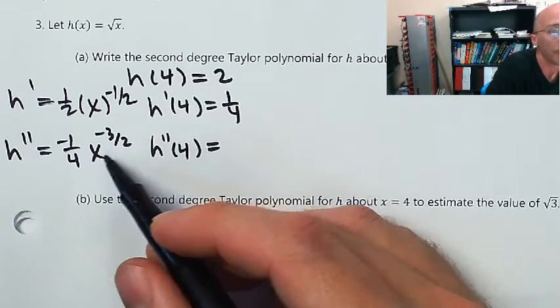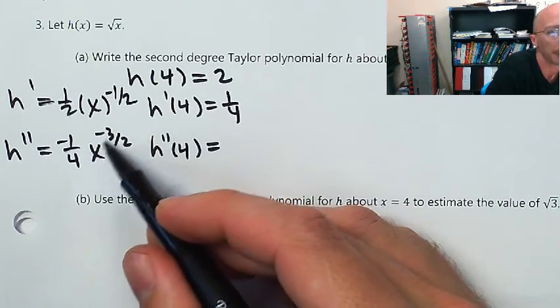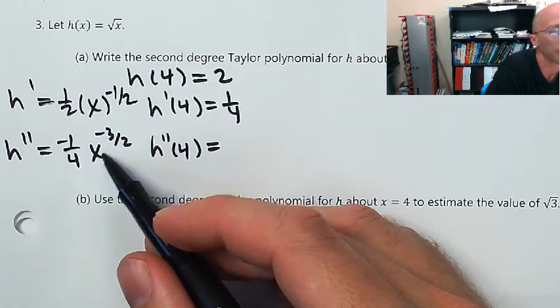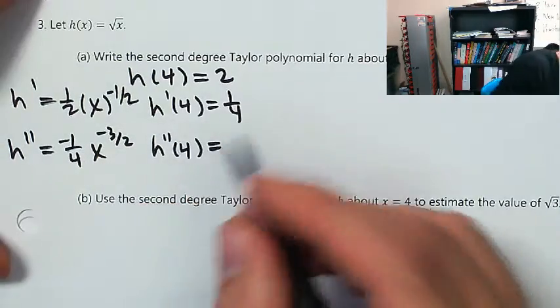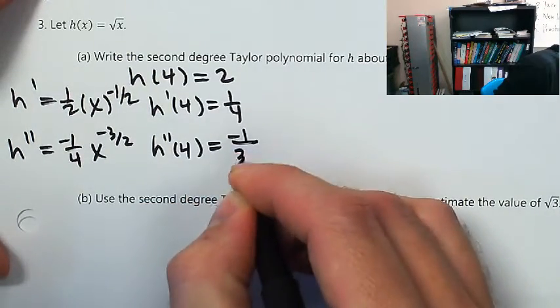And so it'll be 2 to the negative third power. 2 to the negative third is 1 over 2 to the third, so I've got an eighth, and a negative quarter is negative 1 over 32.